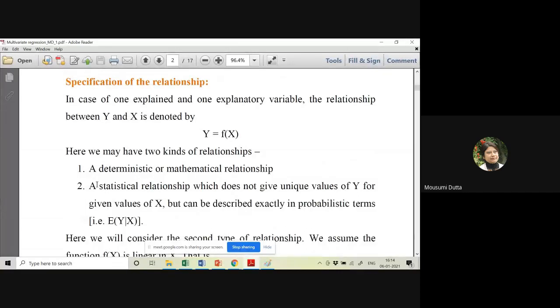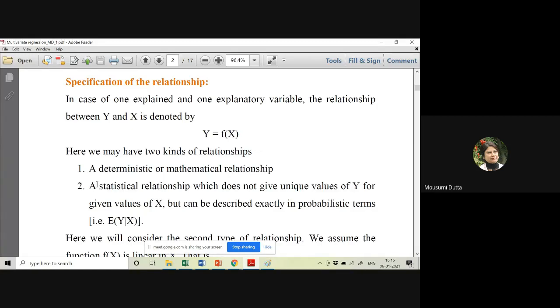Now, to study the subject, we first start with the exact relationship. Economics gives us the exact relationship. If we think about the basics of microeconomics, the demand and supply equations are given by Qd equals A minus BP, or Qs equals A plus BP. These relationships are exact functional relationships, deterministic mathematical relationships.